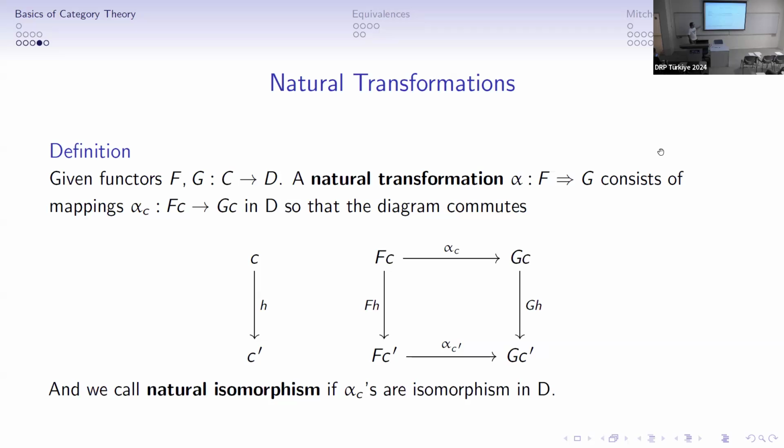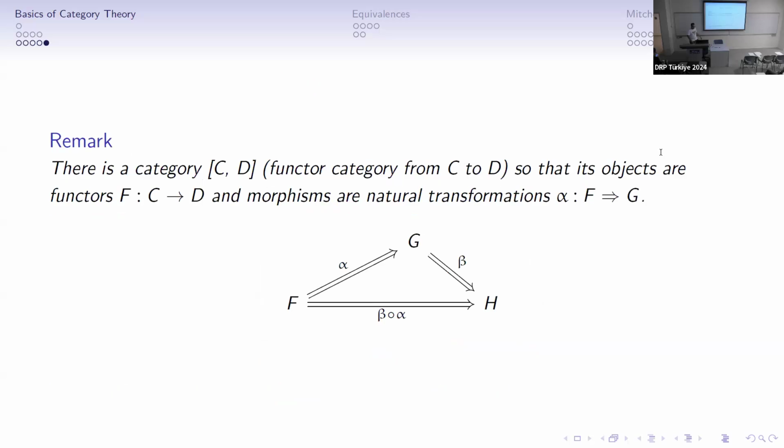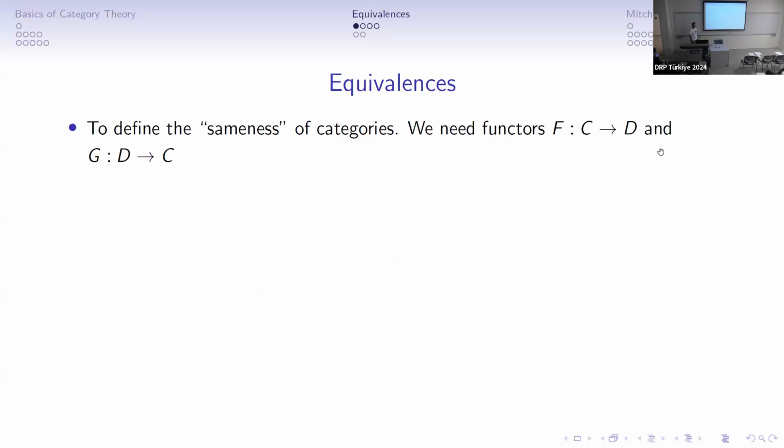And we call it a natural isomorphism if all components are isomorphisms in category D. And there is a functor category from C to D, which has functors as its objects and natural transformations as its morphisms. And there is a composite natural transformation, which we can define by component-wise composing them.